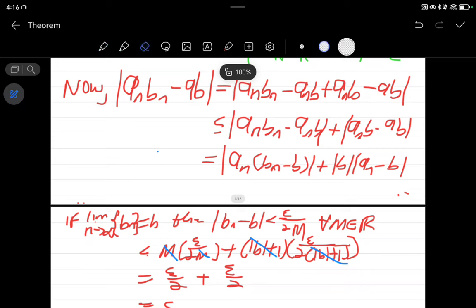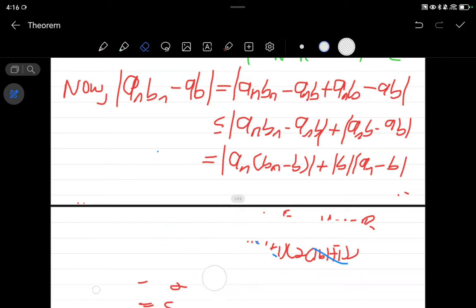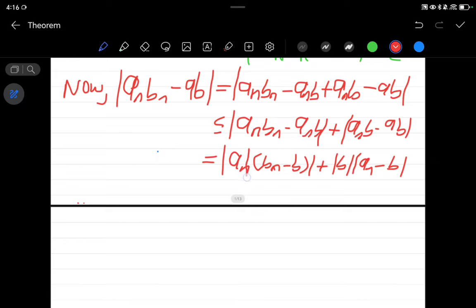So let me erase this one down here. So let me put the absolute value here. That's fine. I want to try to put the absolute value here. Absolute values. So I'm gonna put a_n, absolute.